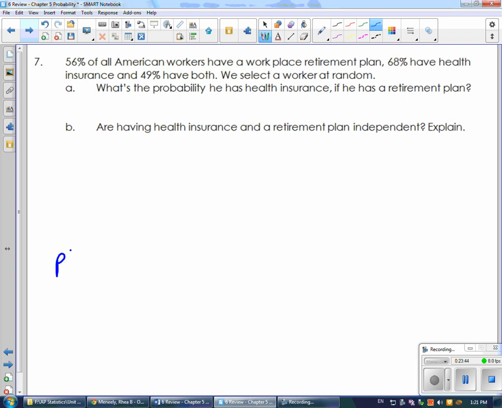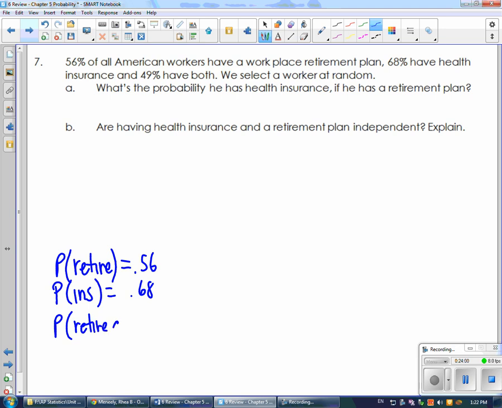We know the probability of a retirement plan is 0.56. I also know that the probability of insurance is 0.68, and the probability of both retirement and insurance is 0.49.